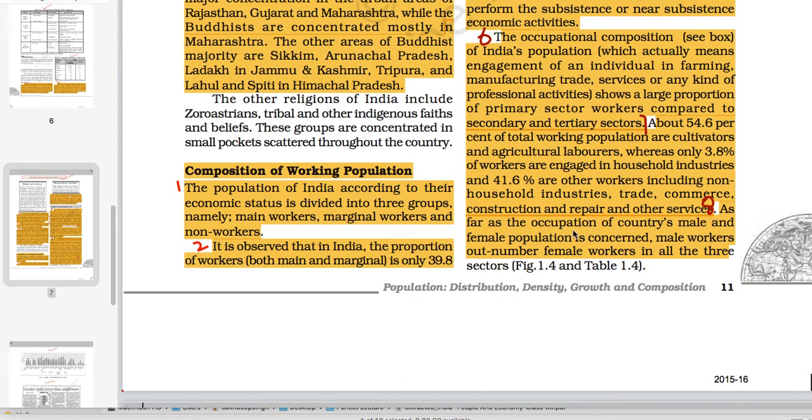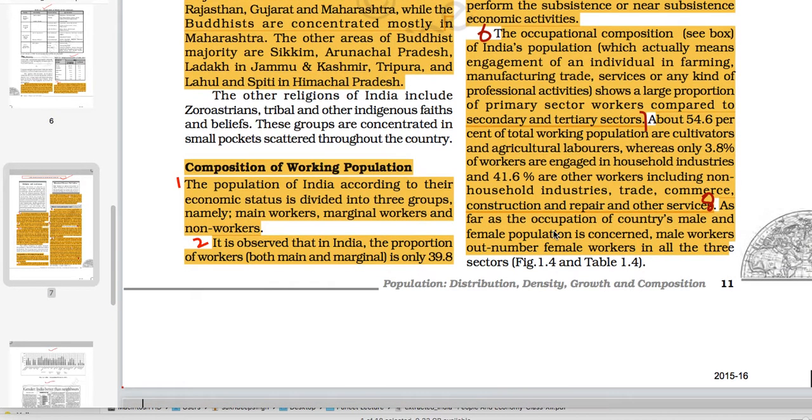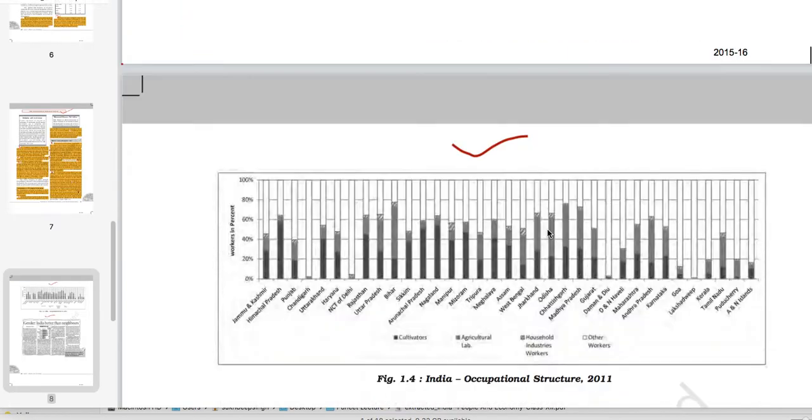As far as the occupation of the country's male and female population is concerned, male workers outnumber female workers. Means in primary, secondary, or tertiary activities, the male population participants are more as compared to the female population participants.